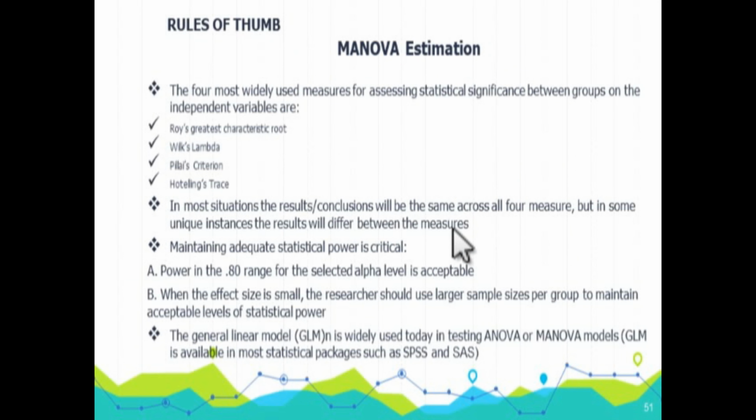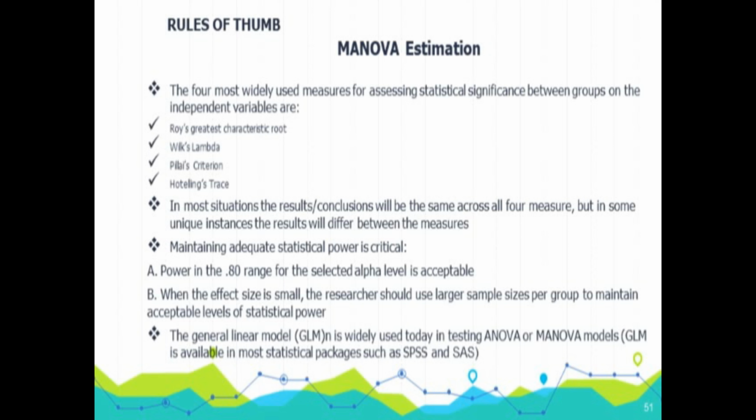Let's go to the MANOVA estimation. Earlier, we discussed the 4 most widely used measures for assessing statistical significance between groups on the independent variables. Those are Roy's greatest characteristic root, Wilks' lambda, Pillai's criterion, and Hotelling's trace. In most situations, the results or conclusions will be the same across all four measures, but in some unique instances, the results will differ between the measures.